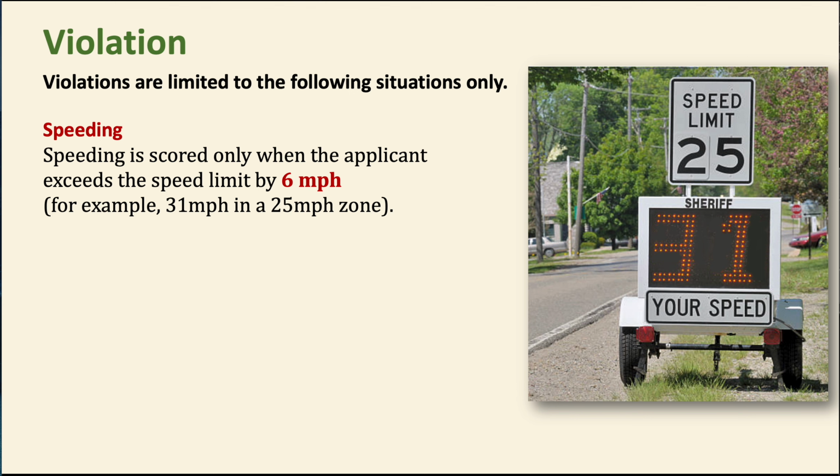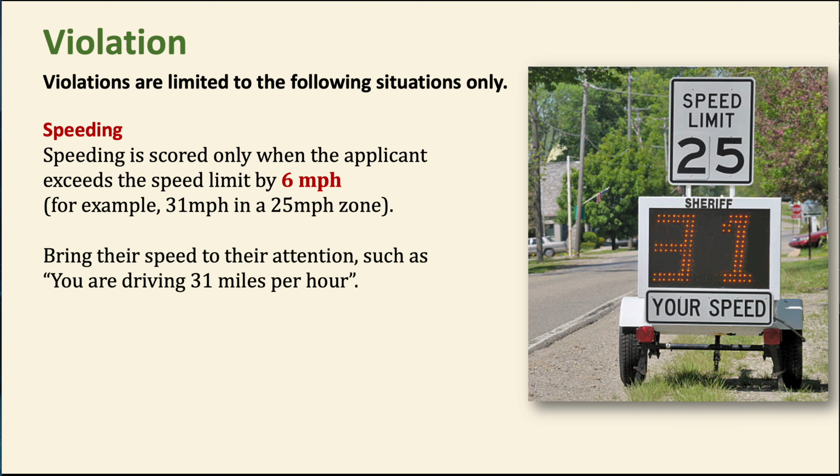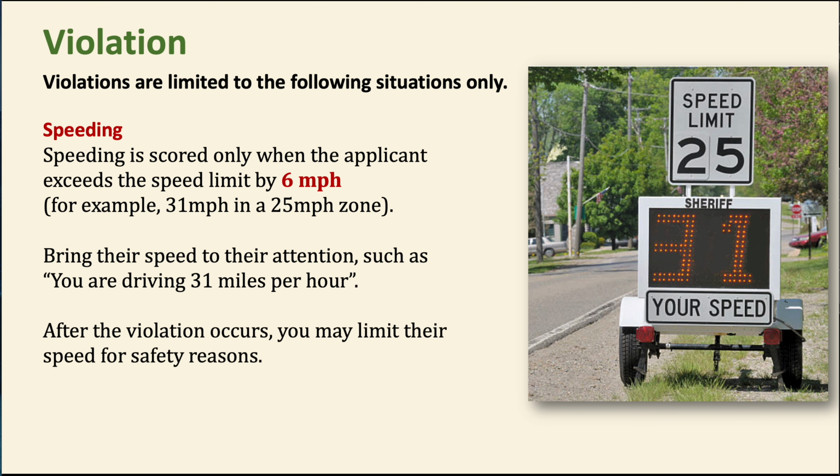So anytime an applicant exceeds the speed limit by 6 miles per hour, so for example 31 miles per hour in a 25 mile per hour zone like the example shown here, that's an automatic disqualification. When that happens, tell them their speed. You're driving 31 miles per hour, and you can tell them to slow down a little bit. And if you deliver it right, they'll think, oh wow, the examiner's really nice, they're helping me out by telling me to go just a little bit slower when I'm supposed to go slower. Sure, that's okay. The test is ended at that point.